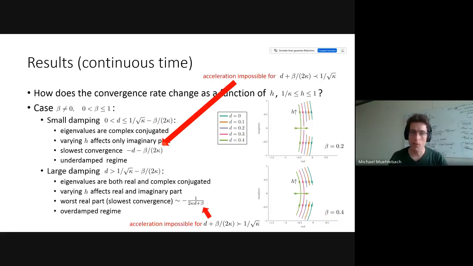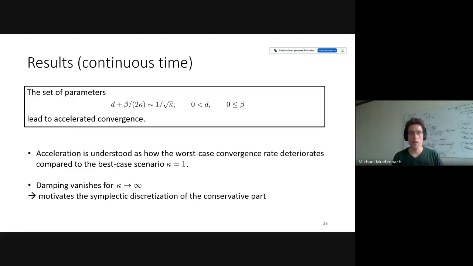And similarly, if we look at the case where beta is not equal to 0, what this parameter beta does is it adds some negative real parts to these eigenvalues for larger values of h. But we can again conclude that if the damping is too little or too large, we don't have this favorable scaling of the convergence rate with kappa. And so this is the result in continuous time. As long as these parameters d and beta scale with the square root of kappa, then we have accelerated convergence.